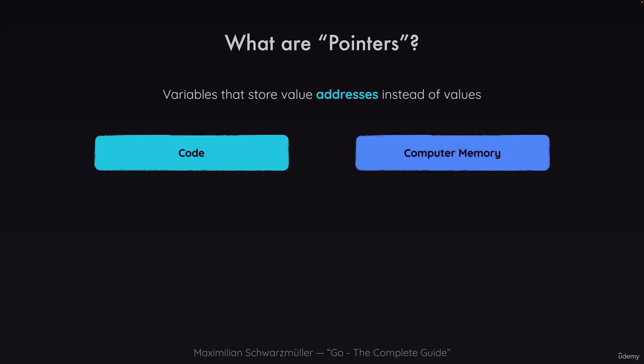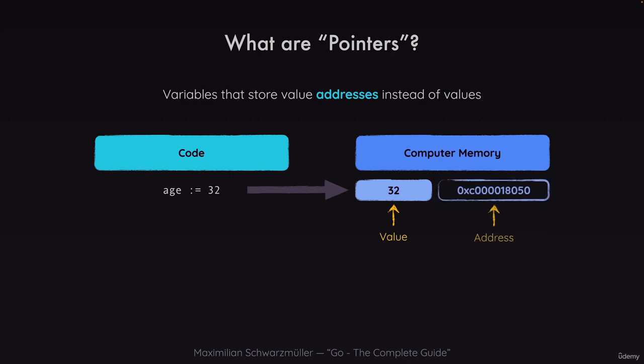Let's say you have some code where you create and initialize a variable called age, which you set to a value of 32. In that case, that value, 32, is stored in the computer's memory. And that value in memory automatically gets an address. Every space in your computer's memory has an address, and that address is required by the computer to be able to retrieve that value and work with it. But in this case, this value 32, which in our code is stored in the variable age, is also stored in the computer's memory.